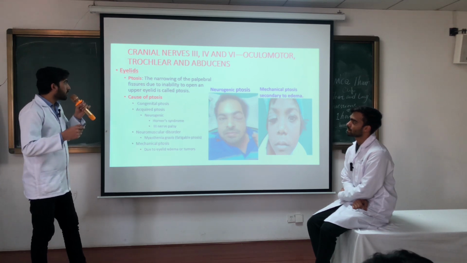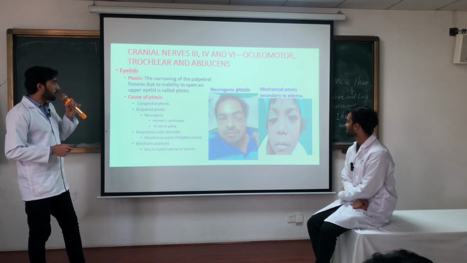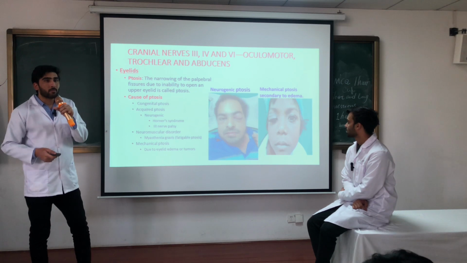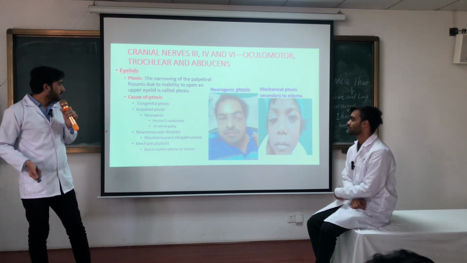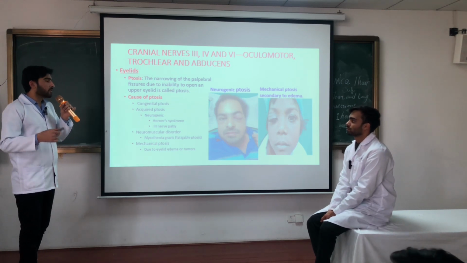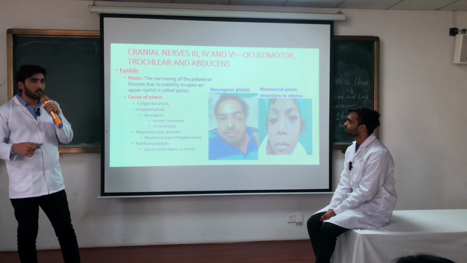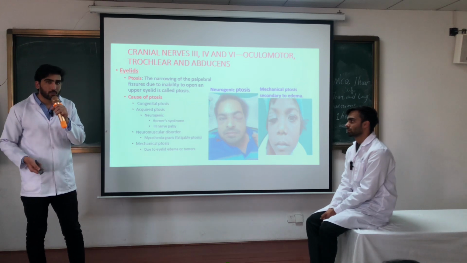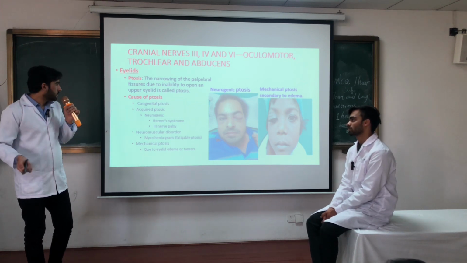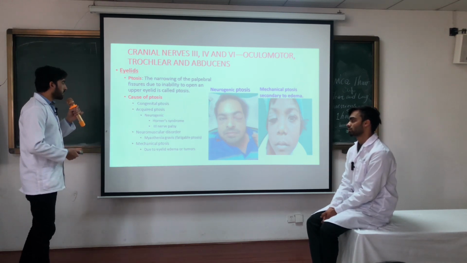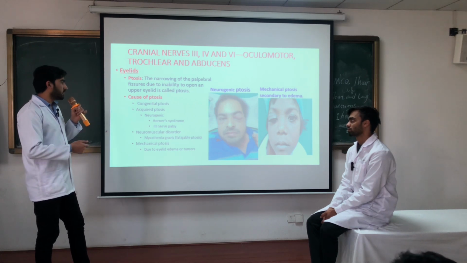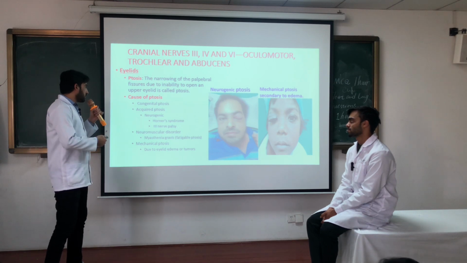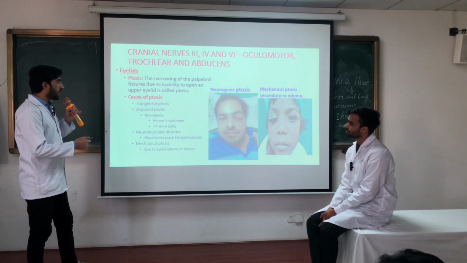What is ptosis? Narrowing of the palpebral fissure due to inability to open the upper eyelid is called ptosis. There are multiple conditions, maybe congenital or acquired. Acquired may be neurogenic, as in Horner syndrome. In Horner syndrome, there is sympathetic chain blockage, which can lead to anhidrosis, miosis, and third nerve palsy; neuromuscular disorders like myasthenia gravis can also lead to ptosis, and also mechanical ptosis due to eyelid edema.